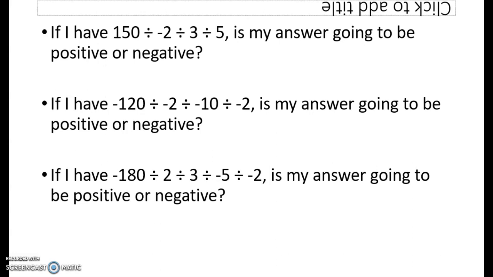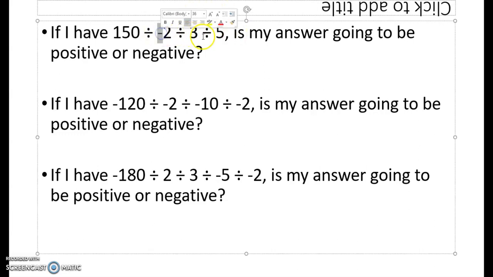Okay, if I have 150 divided by -2 divided by -3 divided by 5, is my answer going to be positive or negative? If there's an odd number of negatives, the answer is negative. If it's an even number, 2, 4, 6, 8, the answer is positive. We have one negative here, so the answer is negative.